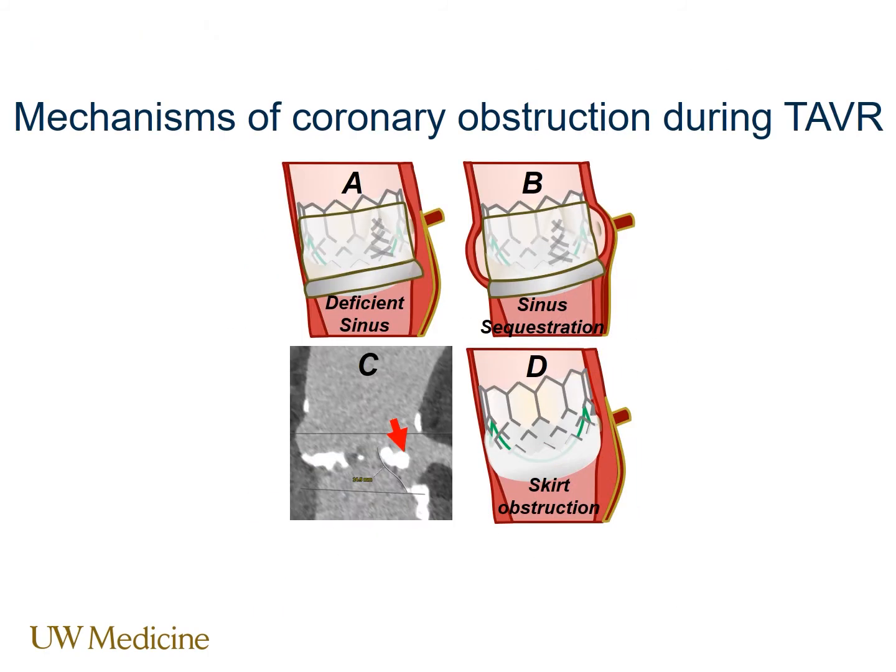Here's again some more illustrations where you have a deficient sinus. You have what's called a sinus sequestration. That's when there is contact with the sinotubular junction. And then in D, you can see when you could actually have such a low positioning of the coronary artery that you could actually have a skirt obstruction. That type of issue is almost impossible to deal with when doing these transcatheter procedures.